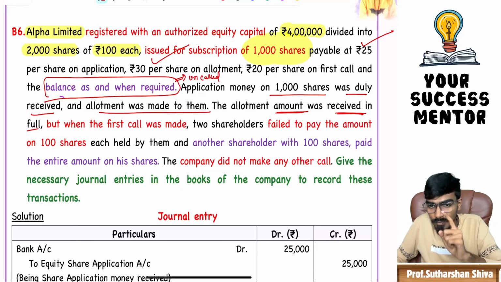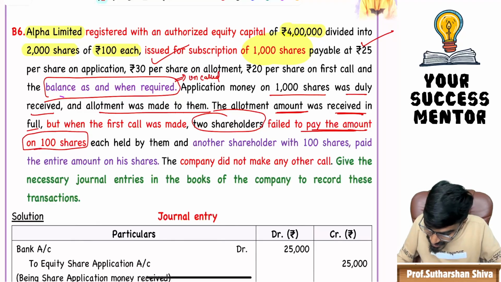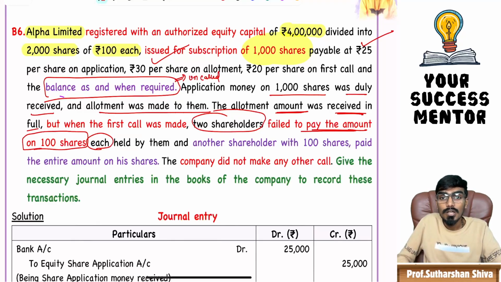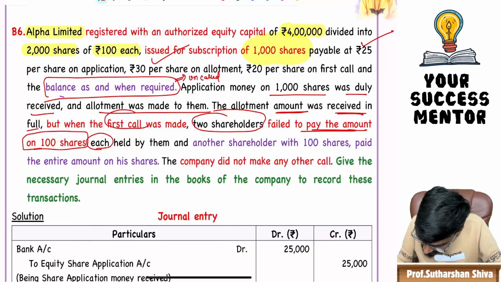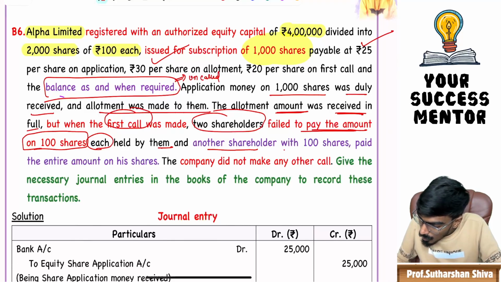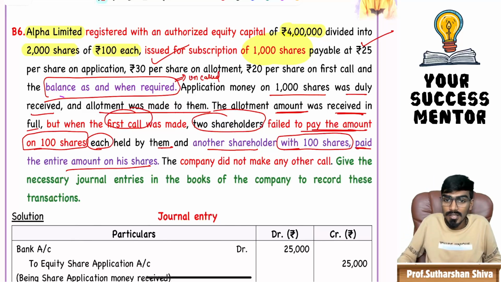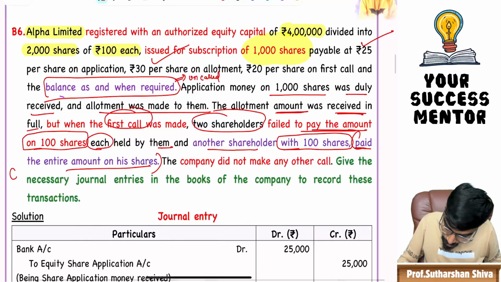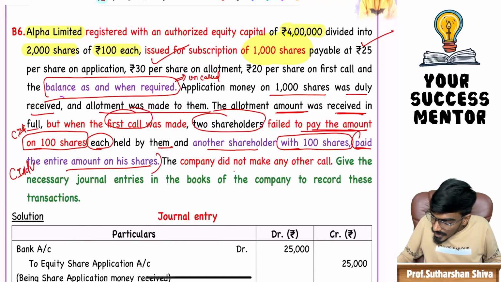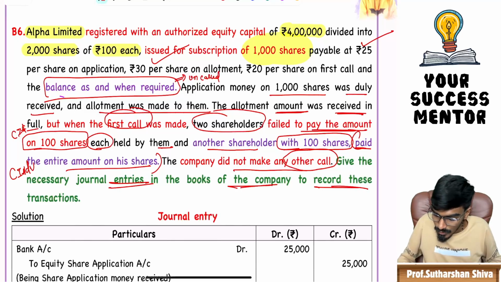But when the first call was made, two shareholders failed to make the payment on 100 shares each held by them, and another shareholder with 100 shares paid the entire amount on his shares. What is meant by that? Here is the concept of both calls in advance as well as calls in arrears. The company did not make any other call, means the final call they are not asking. Give the necessary journal entries in the books of the company to record this transaction.